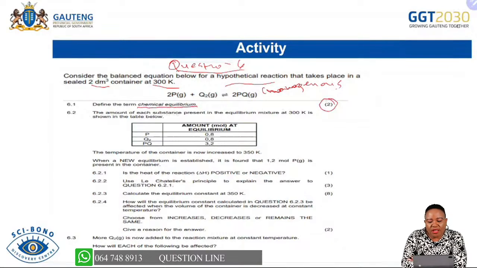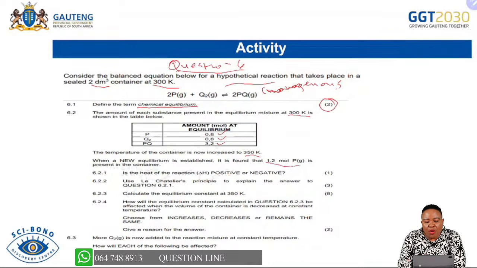And then the amount of each substance present in the chemical equilibrium mixture at 300 is shown. So we are shown the moles at equilibrium of each and every species in the reaction. P is 0.8, Q2 is 0.8 also, and PQ is 3.2. Then the temperature of the container is increased to 350, and when the new equilibrium is established, it's found that 1.2 mole is present in the container. Then they ask, is the reaction positive or negative?